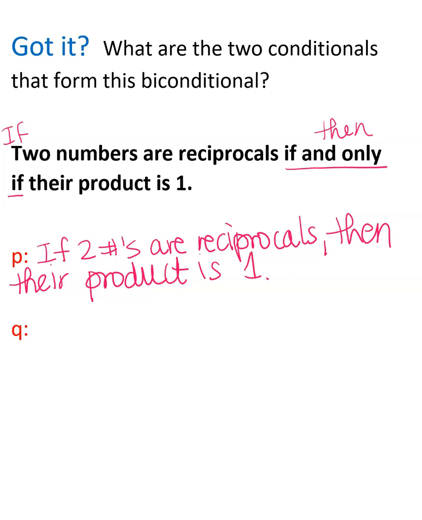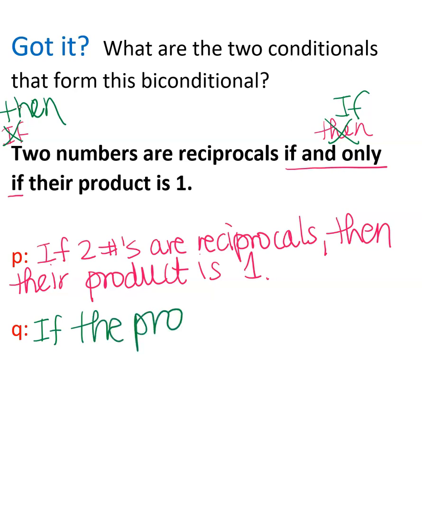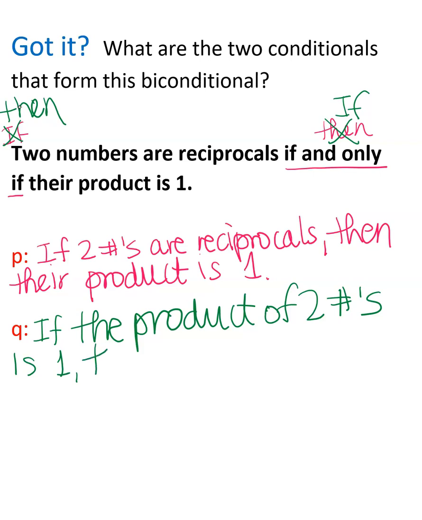The other one, you're going to switch them around. This becomes your if, this becomes your then. So if the product of two numbers, be specific on that part, is 1, then the numbers are reciprocals.